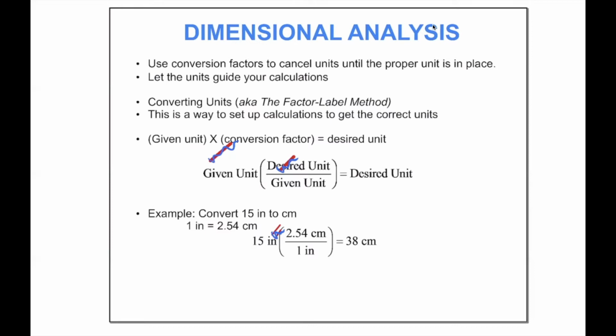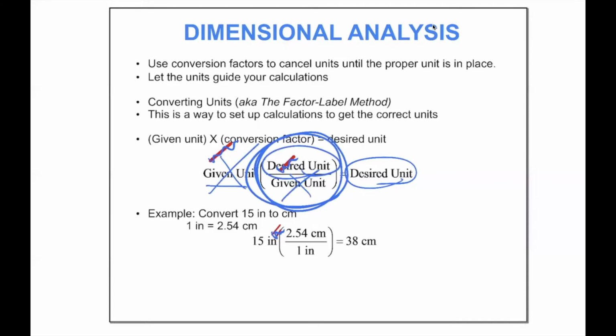So you'll be given some unit. We want to find some unit. We will use a conversion factor to convert our given unit into the desired unit. And of course, the given units will cancel and we'll end up with our desired unit.